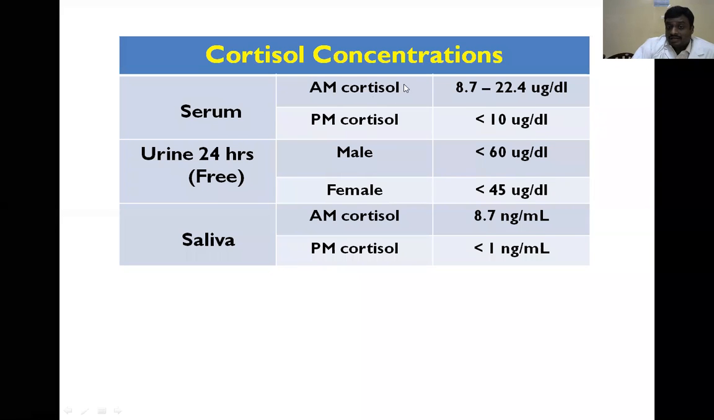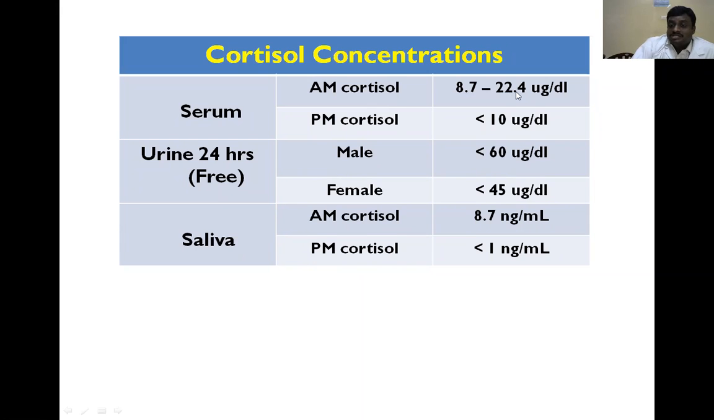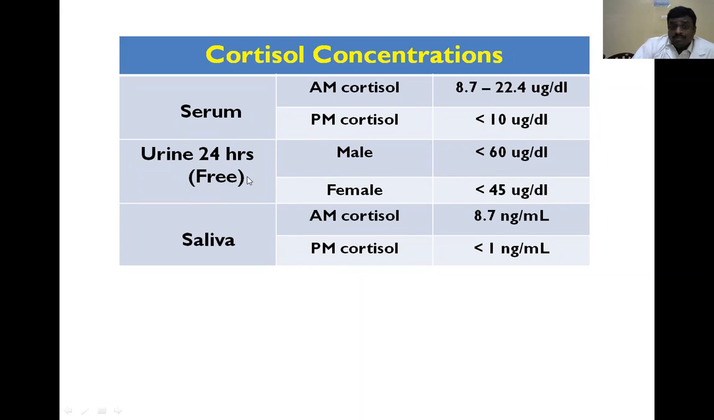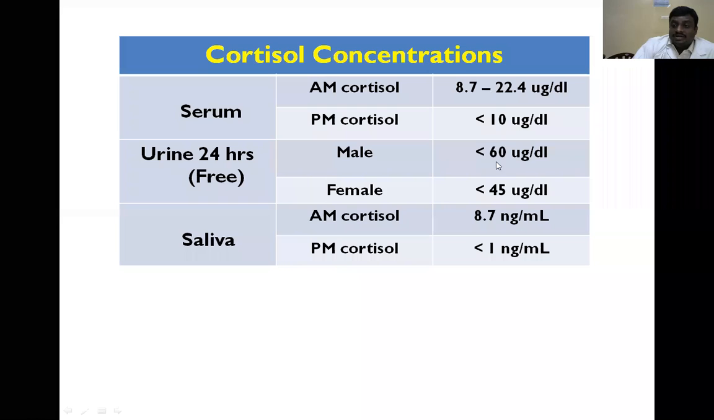If we are collecting the morning sample, cortisol in blood is 8.7 to 22.4 micrograms per deciliter. But in the evening sample from the same patient, it is less than 10 micrograms per deciliter. There is no greater than, it is less than 10 micrograms per deciliter. In the 24-hour urine, free cortisol is less than 60 micrograms in males. In females, less than 45 micrograms.